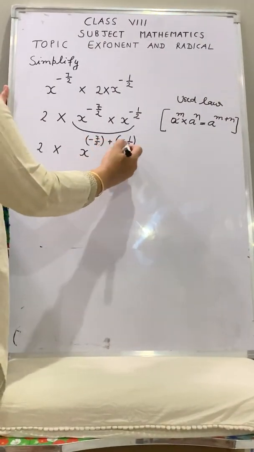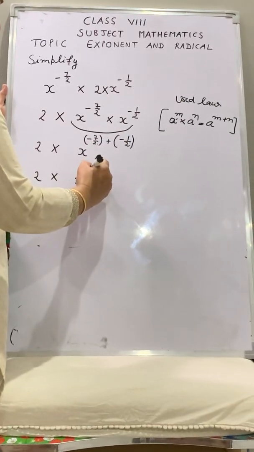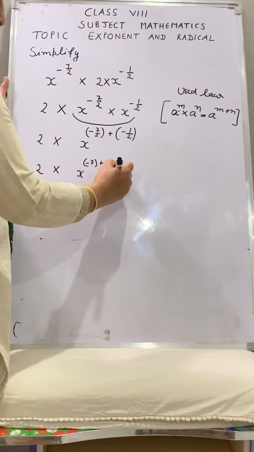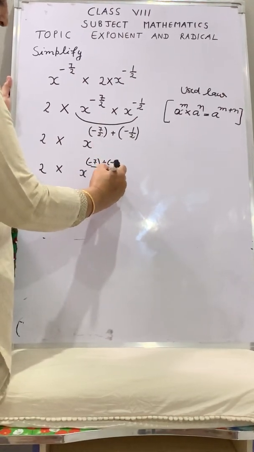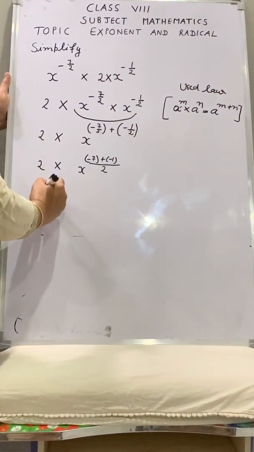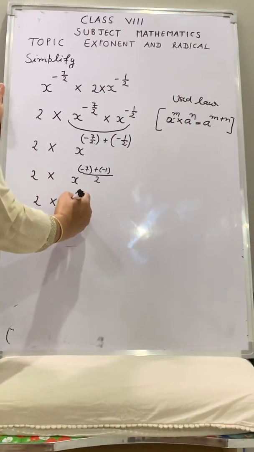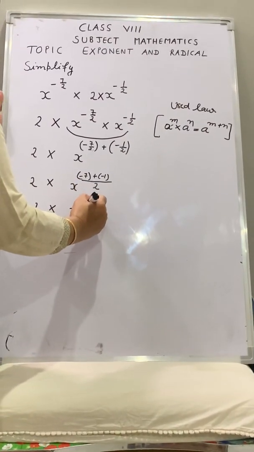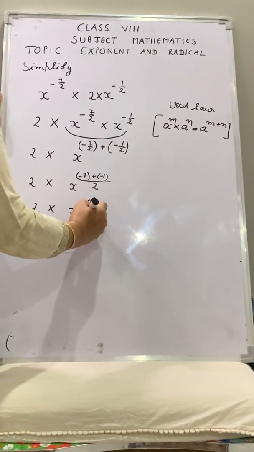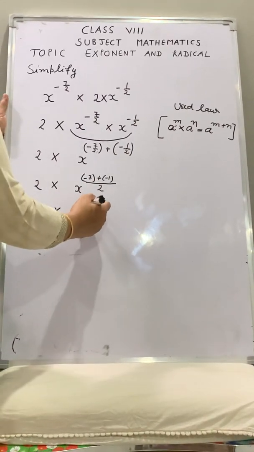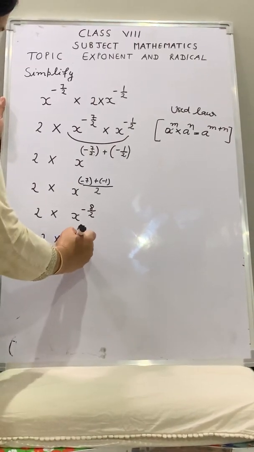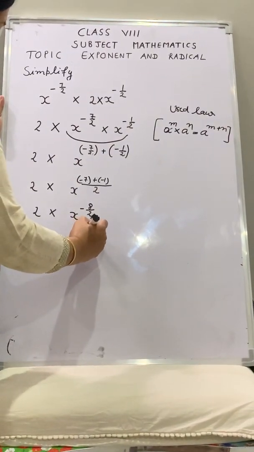Now denominators are same, minus 7 plus minus 1 divided by 2. 2 multiplied by x raised to power minus 7 and minus 1, minus 8 by 2. When we divide minus 8 by 2, we get minus 4. x raised to power minus 4.